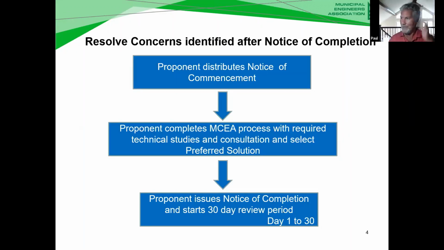So in very quick terms, the proponent distributes the notice of commencement. The proponent completes the Class EA process with the required studies and the consultation, and selects the preferred solution through that whole process. And at the end of it all, the proponent issues a notice of completion, and there's a 30-day review period. So we'll call this days 1 to 30. Nothing's changed in any of that. So what happens after that?